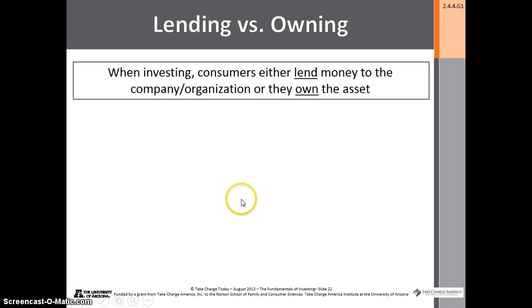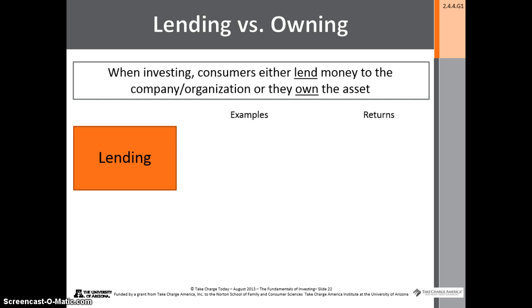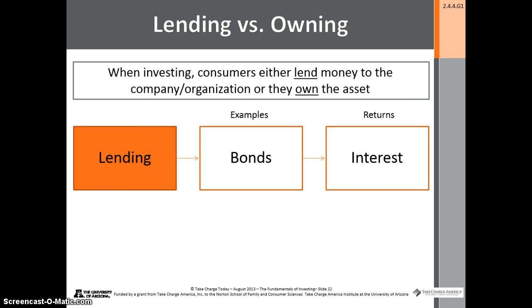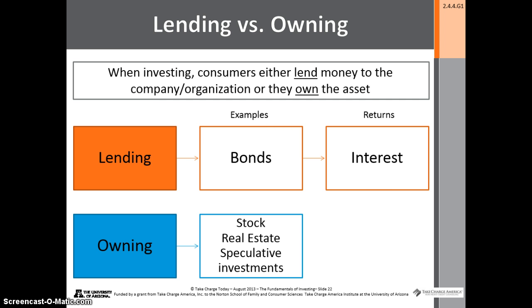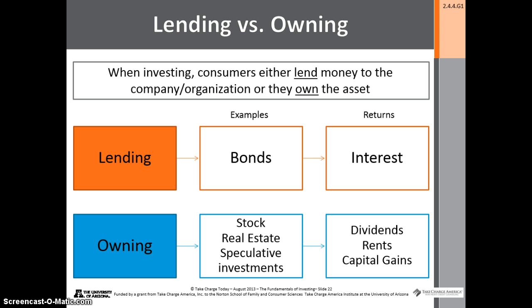Okay, the next thing is lending versus owning. When investing, consumers either lend money to the company or organization, or they own the asset. So the company is either going to borrow the money from you, or you're going to own something. Some examples: lending is bonds, and the return is going to be the interest. Owning, examples would be you owning the stock or owning the real estate or the speculative investment. And then what the return's going to be is the dividends, the rent, the capital gains.